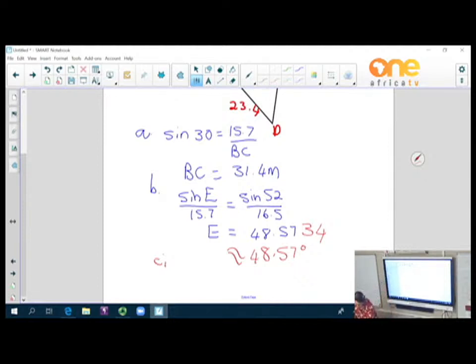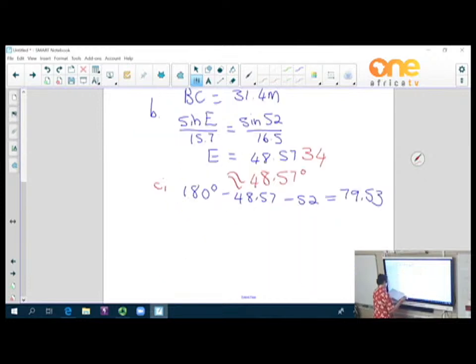Number C1. Right, so to get that angle, it is in a triangle, so it will be 180 degrees minus this 48.57. It's no calculation there, minus the 52 degrees. And that's how we get what they gave you, 79.53.